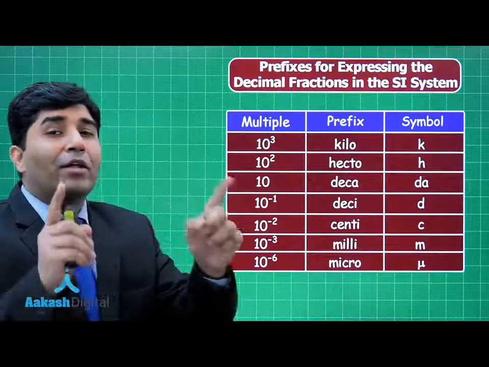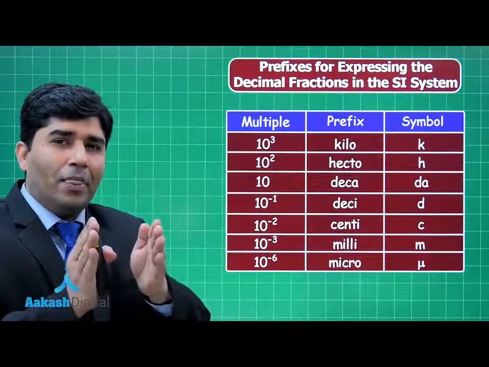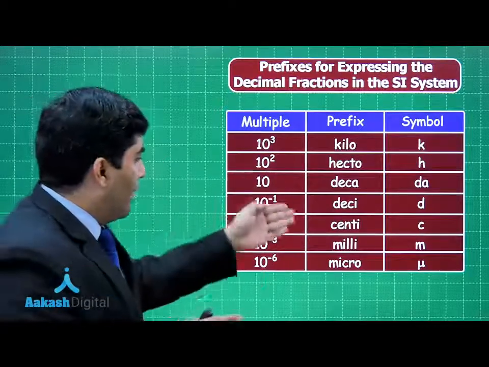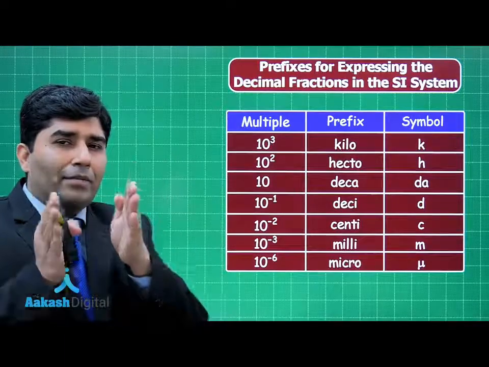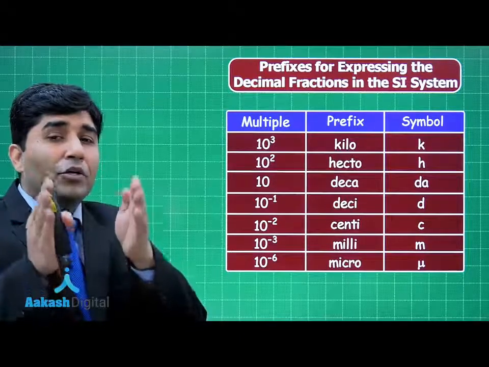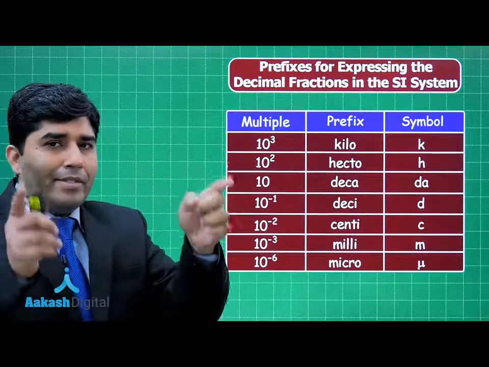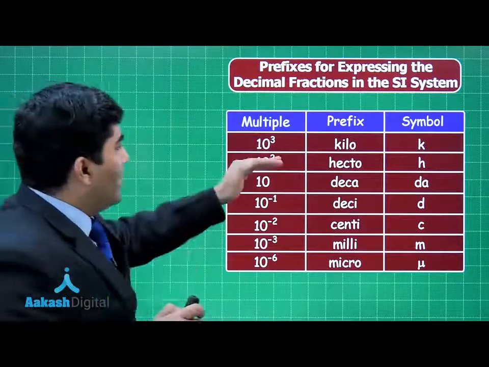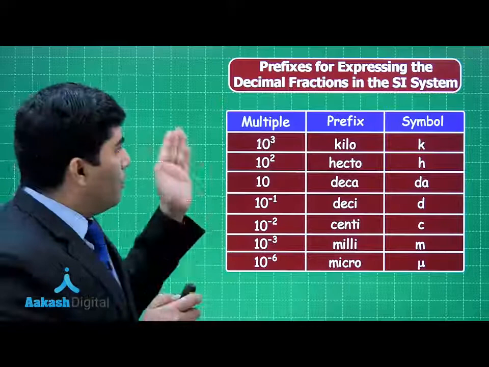Means the stick I am using, I will use the unit meters, and for the other stick I will use the unit kilometers. And if there is another stick which is smaller than this stick, 100 times smaller than this stick, I will use the prefix centi, and I will use the unit centimeter. So centimeter will be the unit of that stick which is 100 times smaller than the stick which I was measuring previously. Now what will happen if it is much bigger than kilo? We have symbols and prefixes for that also.